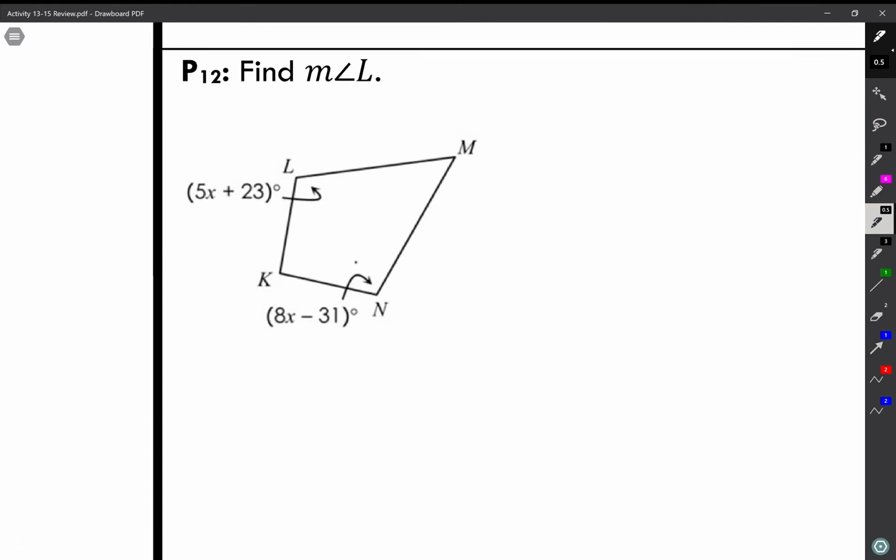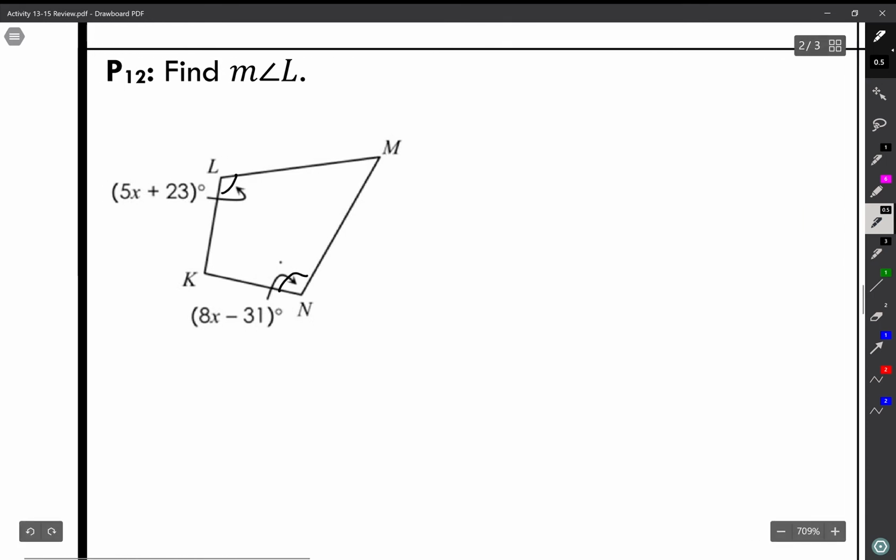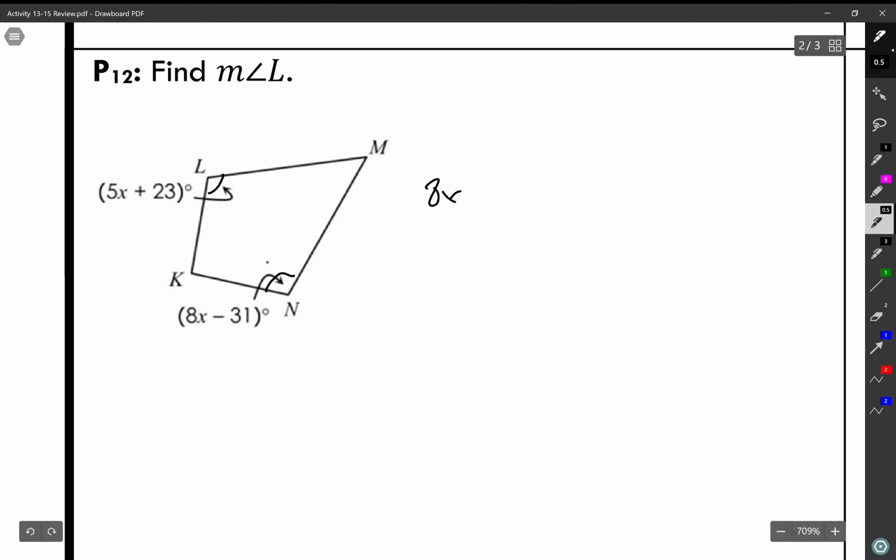Okay. I know in a kite, property 5 tells me one pair of opposite angles are congruent. So obviously K and M are not congruent. One's way bigger than the other, so it has to be these two that are congruent in this kite. So all we need to do for this one is set them equal to each other. 8x minus 31 is equal to 5x plus 23. So 3x is equal to 31 plus 23, which gives me 54. Then divide 54 by 3 to get that x is equal to 18.